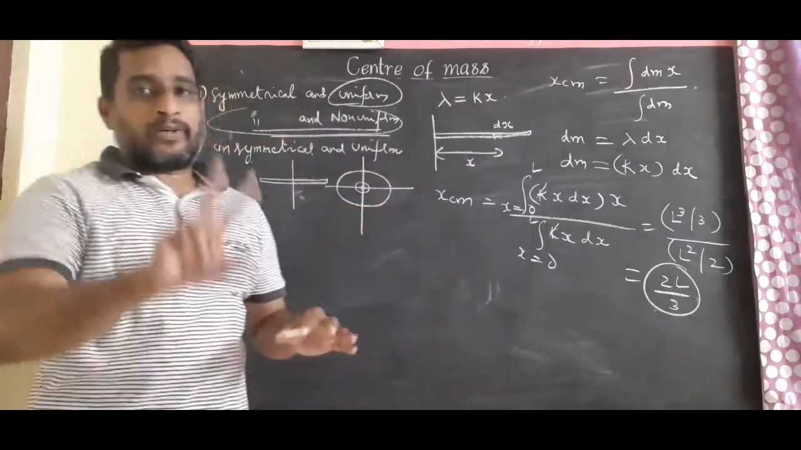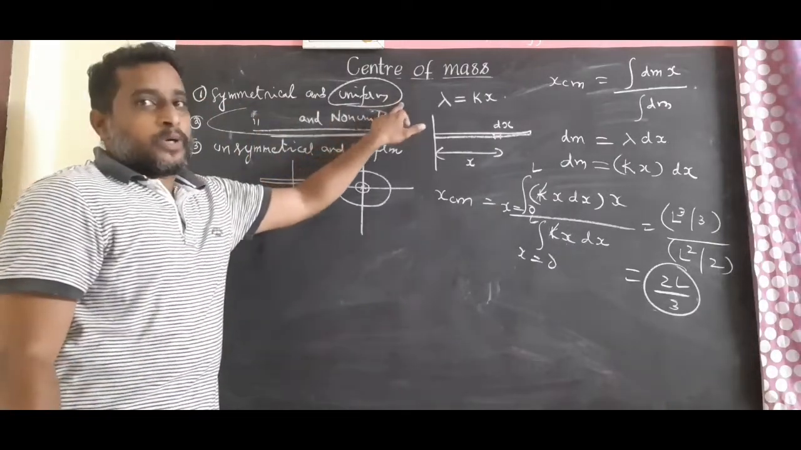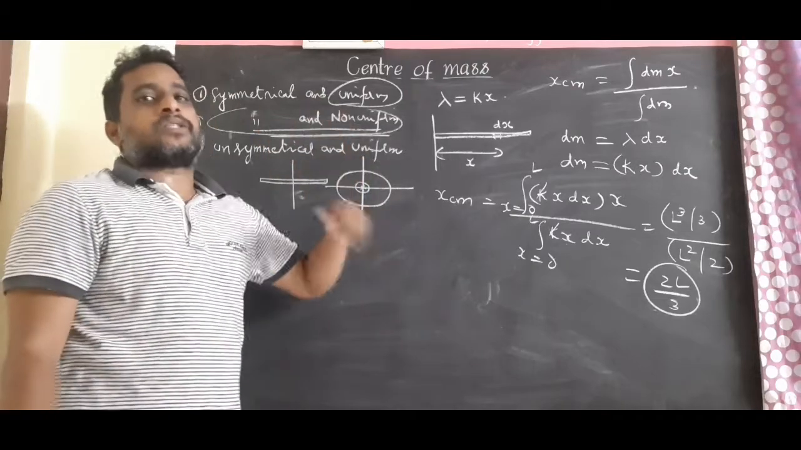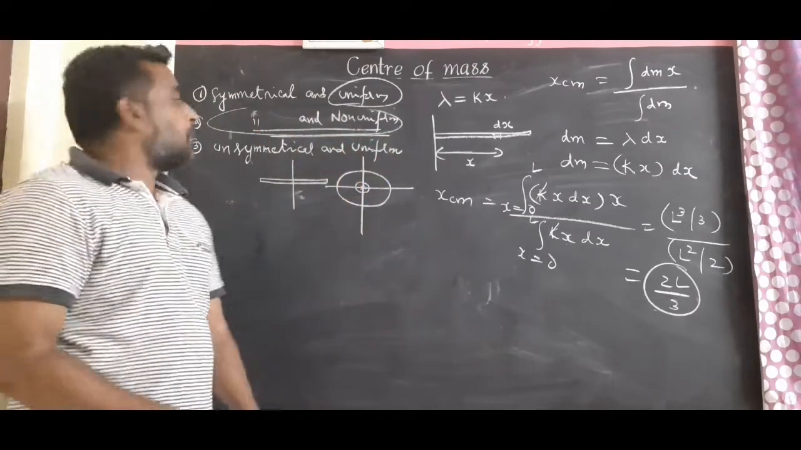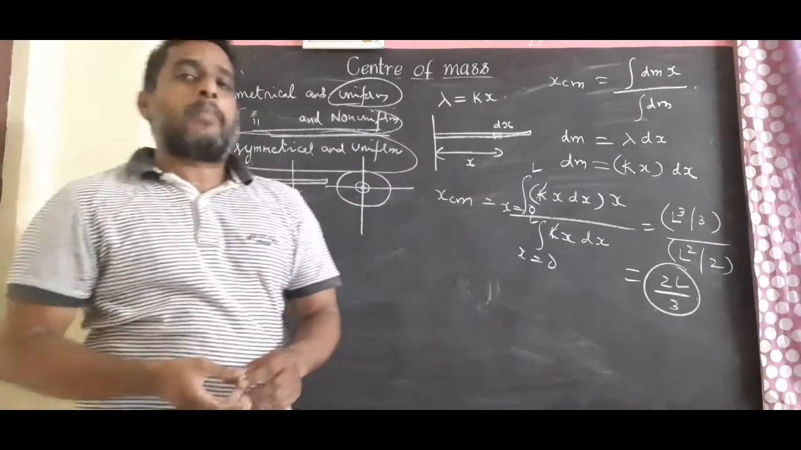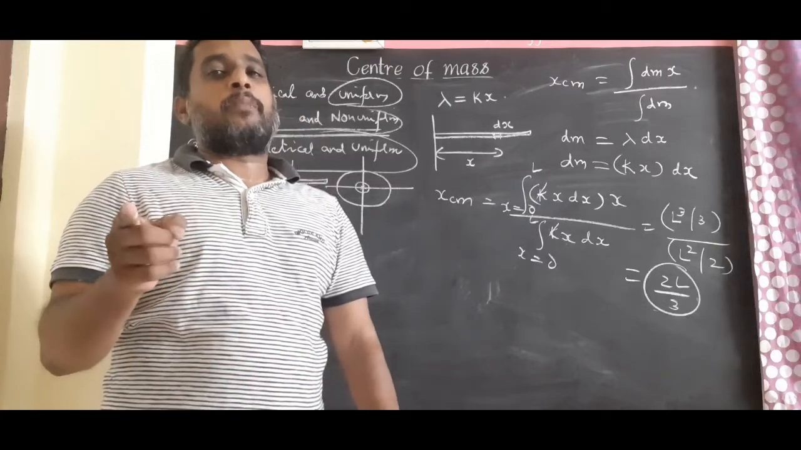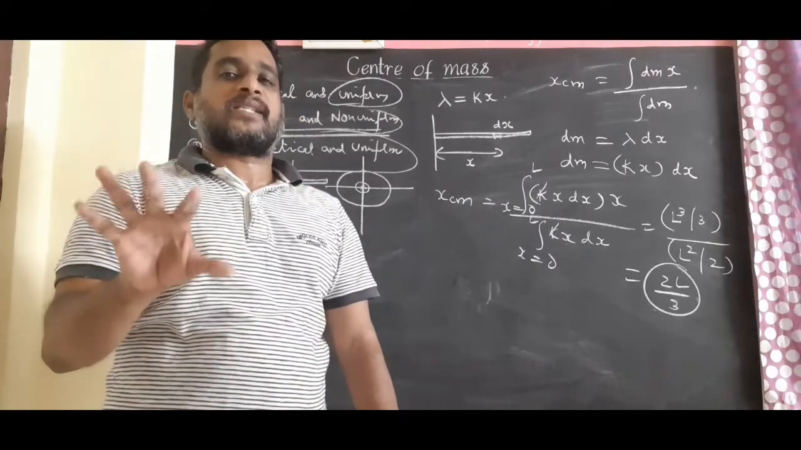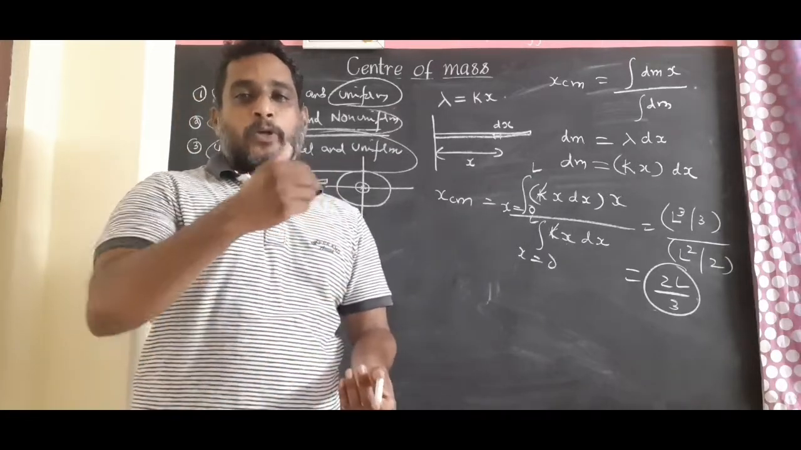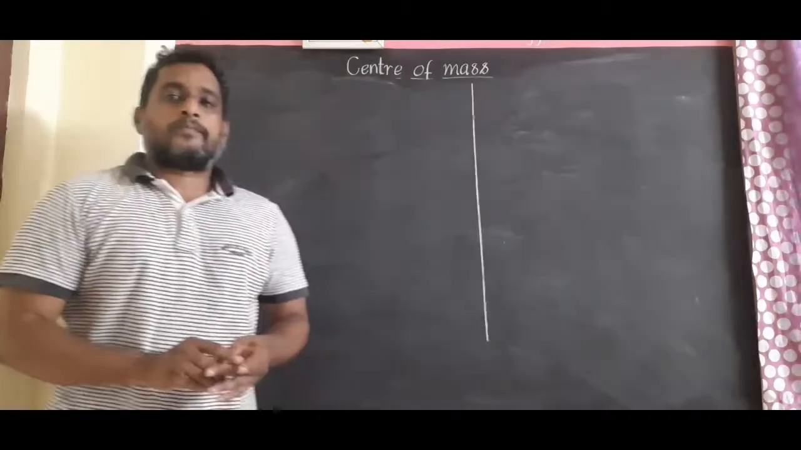So far we have covered two cases. Symmetrical and uniform mass distributed bodies we have done. Second, symmetrical non-uniform mass distributed bodies we have completed. Come to the third case, unsymmetrical and uniform mass distributed bodies. Examples of unsymmetrical and uniform mass distributed bodies are important for the competitive examination. So some important cases I will discuss very clearly. We will proceed with this part.